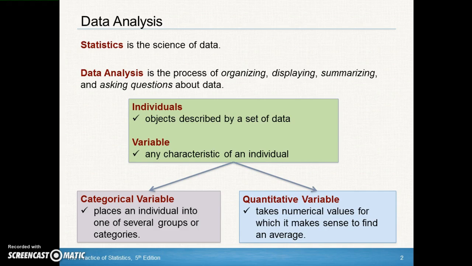But a caution: not every variable that takes a number value is quantitative. So for instance, let's look at zip codes. Zip codes are a way of placing individuals into a category based on location. It doesn't make sense to take an average zip code. So a zip code would be an example of a categorical variable that's numerical.